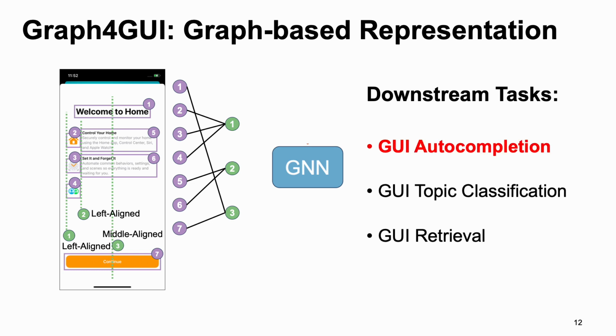We demonstrate the capability of Graph4GUI with the GUI autocompletion task due to its complexity. This autocompletion problem is challenging, not only because exploring potential GUI element combinations is computationally costly, but also because good solutions must consider visual, spatial, and semantic constraints among the to-be-placed elements and those already present.